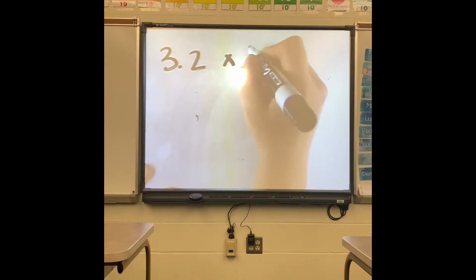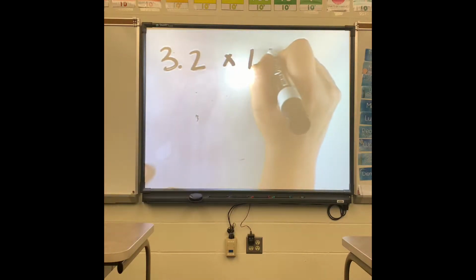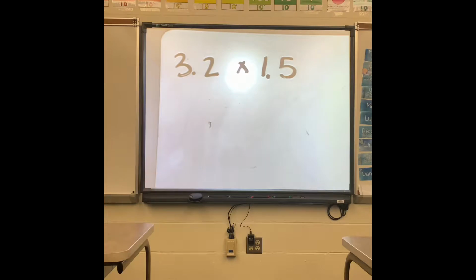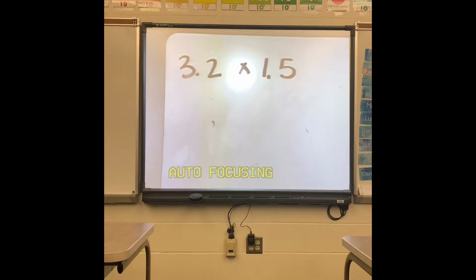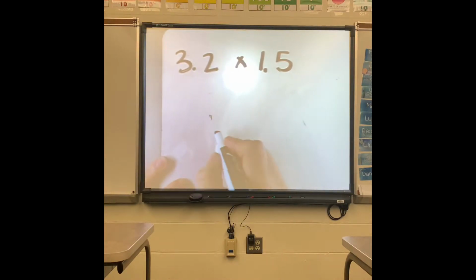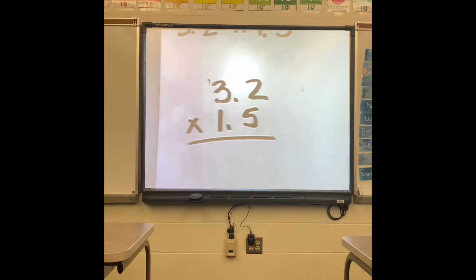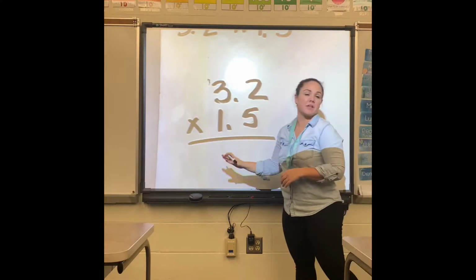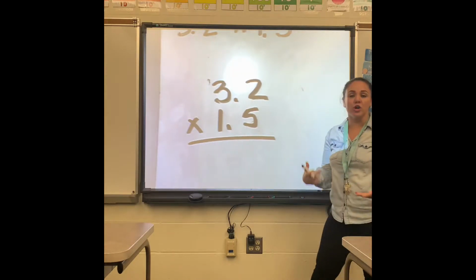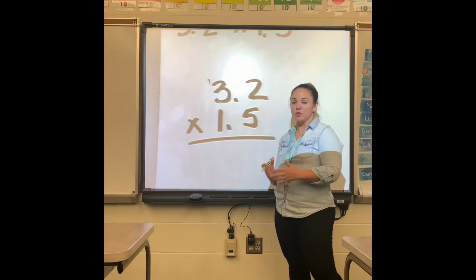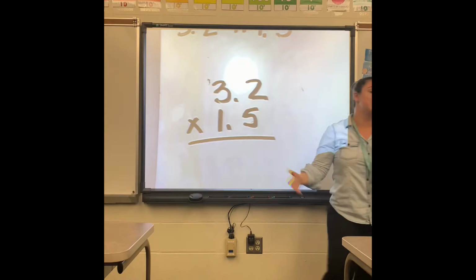The students have been doing really well on this. Okay, so here we have two numbers. They both have a decimal. So I am going to multiply 3.2 times 1.5. It just so happens that these decimals line up. Typically in multiplication, I am not worried about the decimals lining up. That's only for adding and subtracting. This time it randomly does.